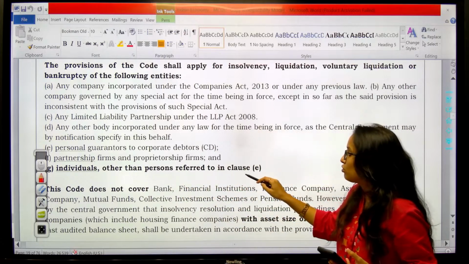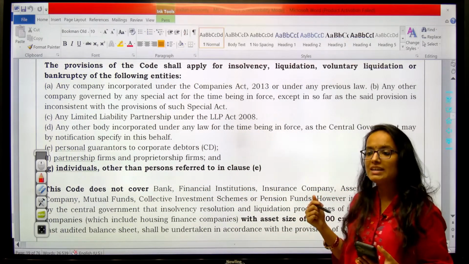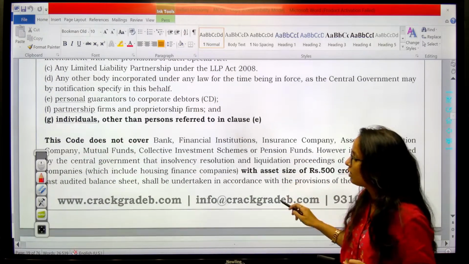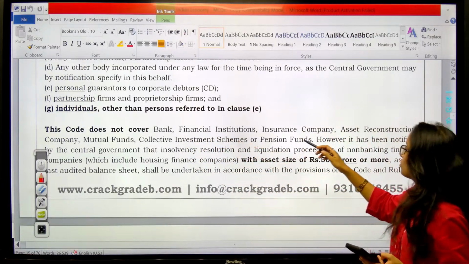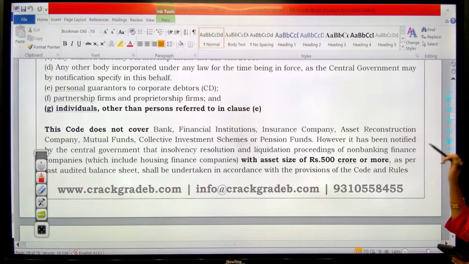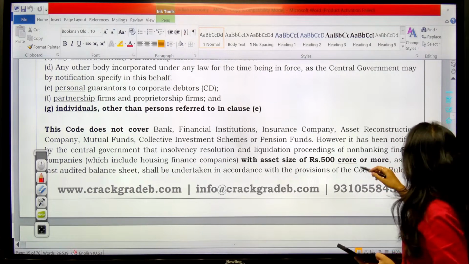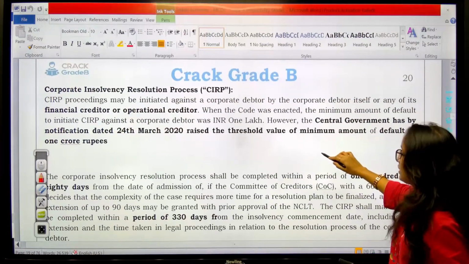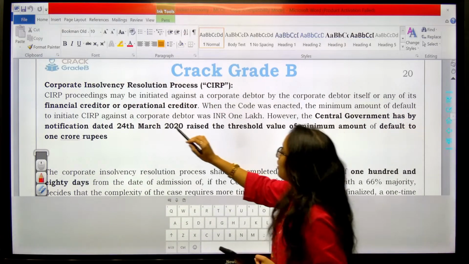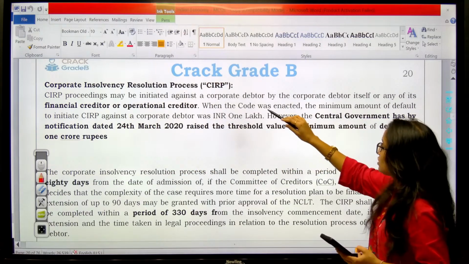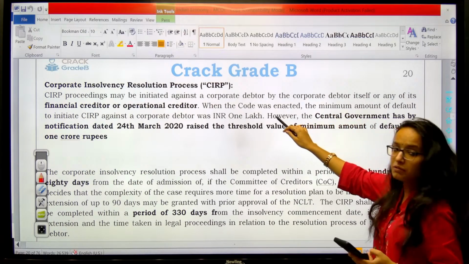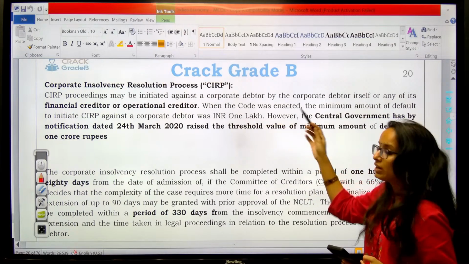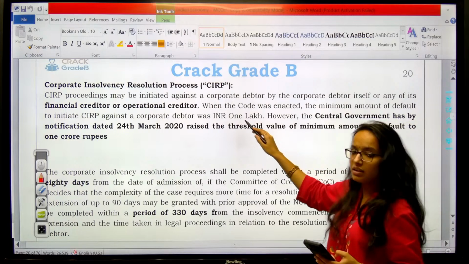Individuals other than persons referred to in the clause are also covered. Individuals are also covered, and DRT, as I told you, the Debt Recovery Tribunal, deals with the individual cases. And this code does not cover banks, financial institutes, insurance companies, ARCs, mutual funds, collective investment schemes, etc. Regarding the initiation of the process of corporate insolvency, see, CIRP proceedings may be initiated against a corporate debtor by the corporate debtor. When this code was enacted, the initial limit of the minimum amount of default to initiate this insolvency process against a corporate debtor was 1 lakh, as you can see here.